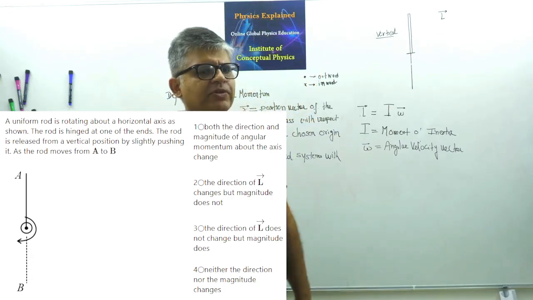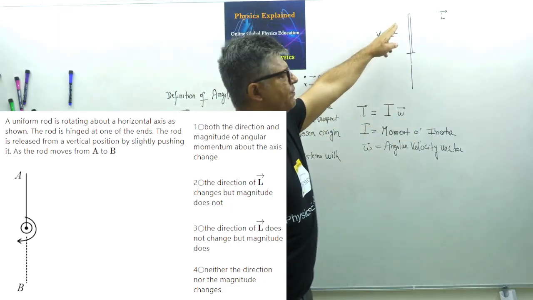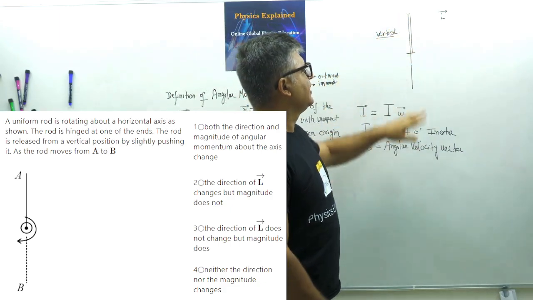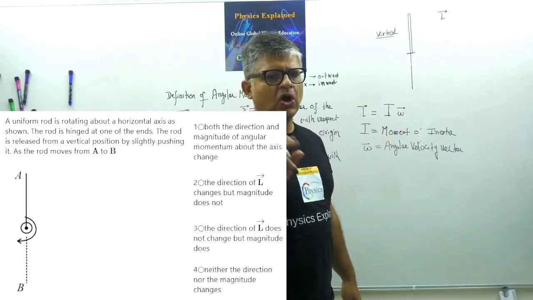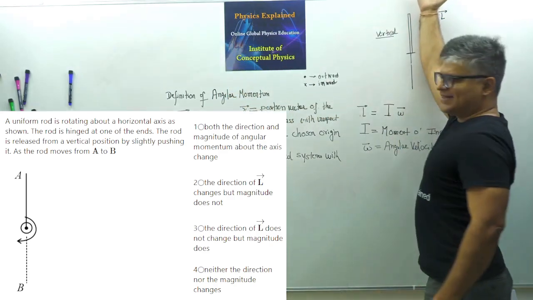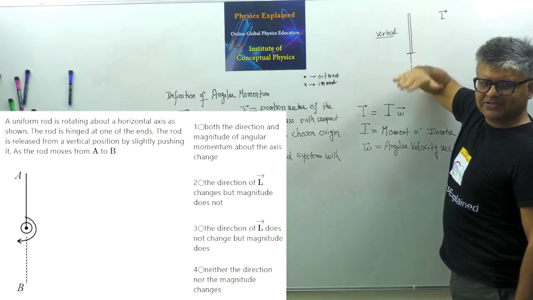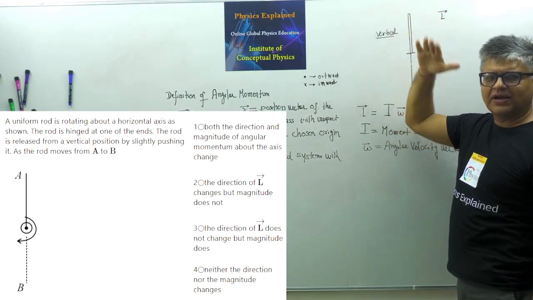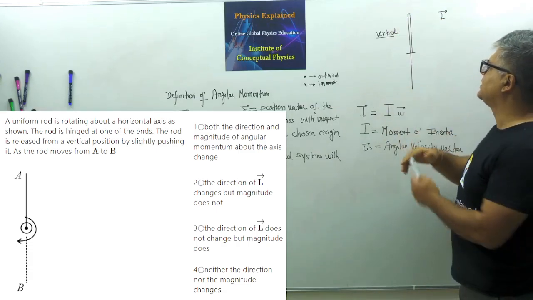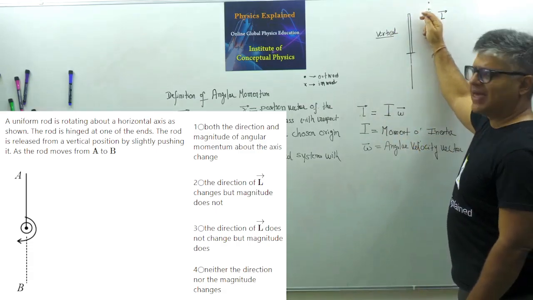What is the scenario? You have a rod which is given to you. This is your rod. This is your horizontal axis about the edge of the rod. The rod is kept like this. It comes like this. The rod comes vertically downwards about this axis from A to B.